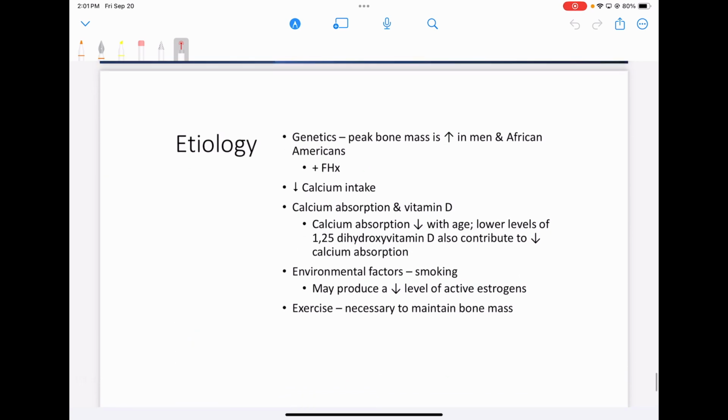Etiology, genetics is the big one. So always ask about family history. Ask about their calcium intake, vitamin D. Are they getting out in the sun? That's how we can get it for free. Environmental factors. Are they smoking? Do they need to stop smoking? Find out what's going on. And exercise. They've got to maintain that bone mass.